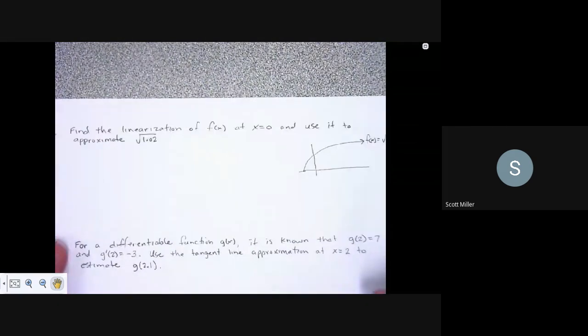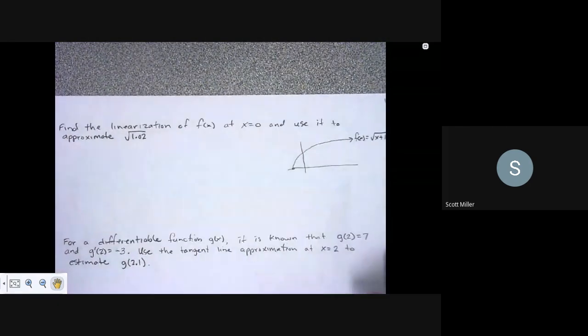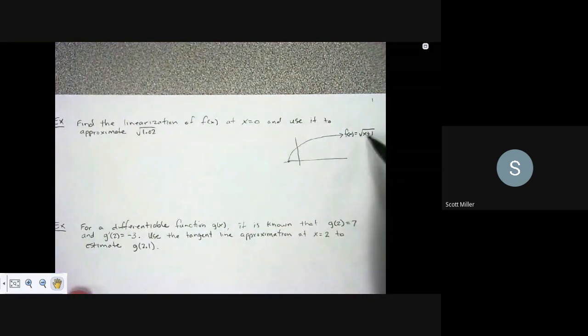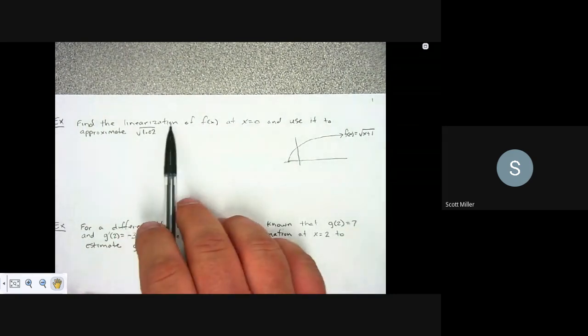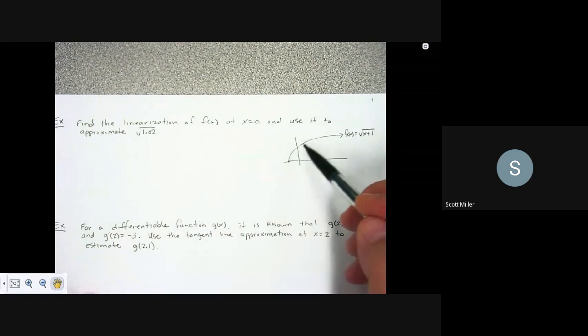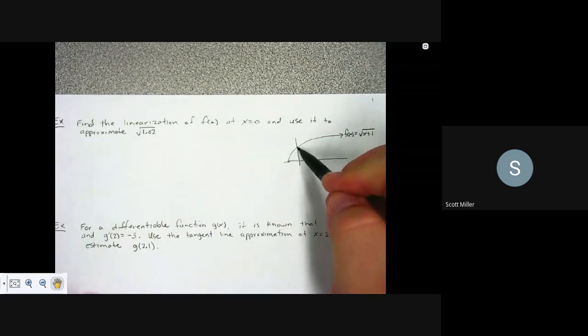So here is our first example. Let me zoom out just a bit so you can see the whole question. I have a function f of x, the square root of x plus 1. I want to find the linearization of f. And what that means is simply this. You're going to find the tangent line there at 0.